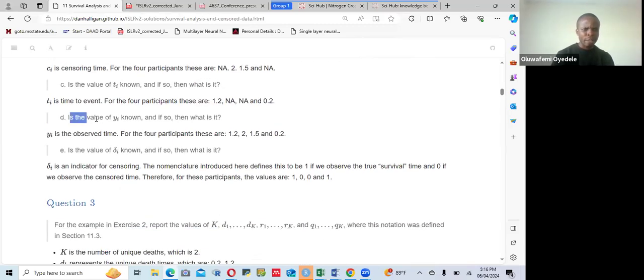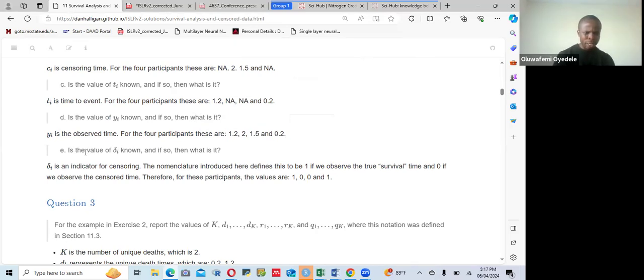So D says, is the value of YI known? And if so, then what is it? So here we see that YI is the observed time for the four participants. And these are 1.2, 2, 1.5, and 0.2, just as we said in the text above.